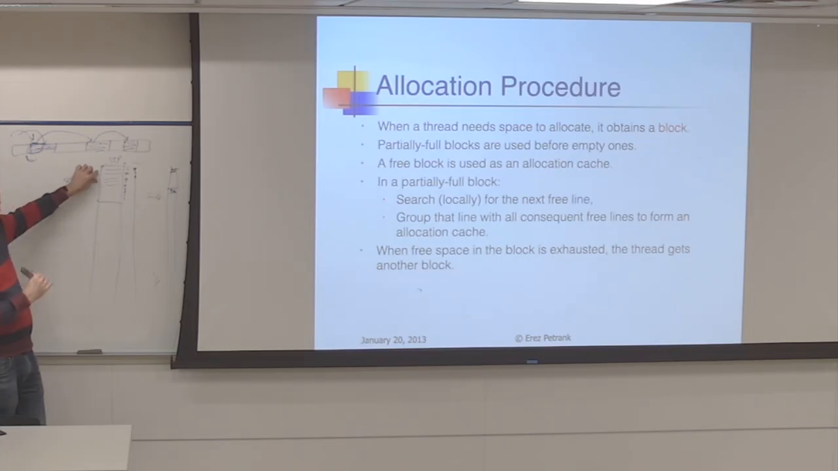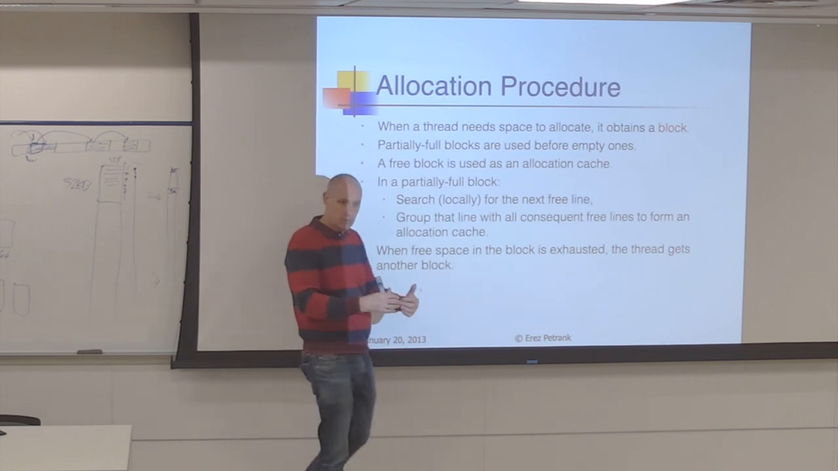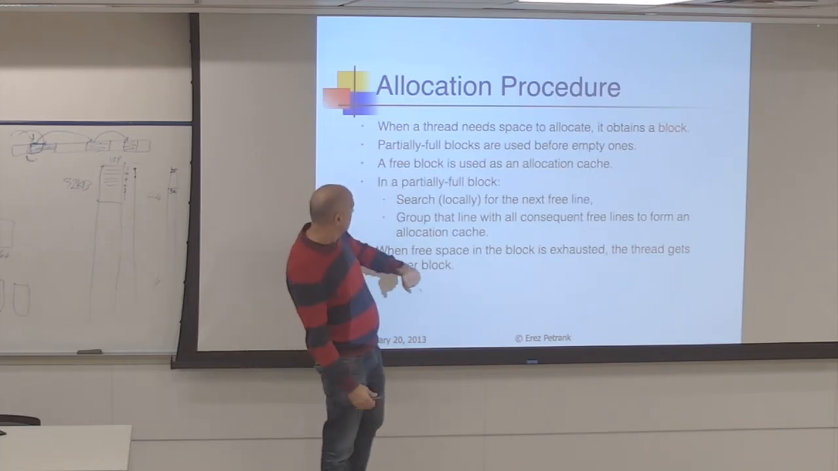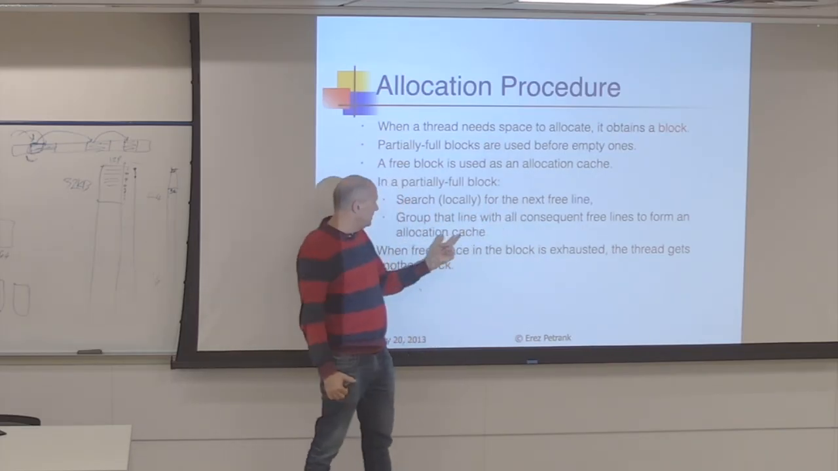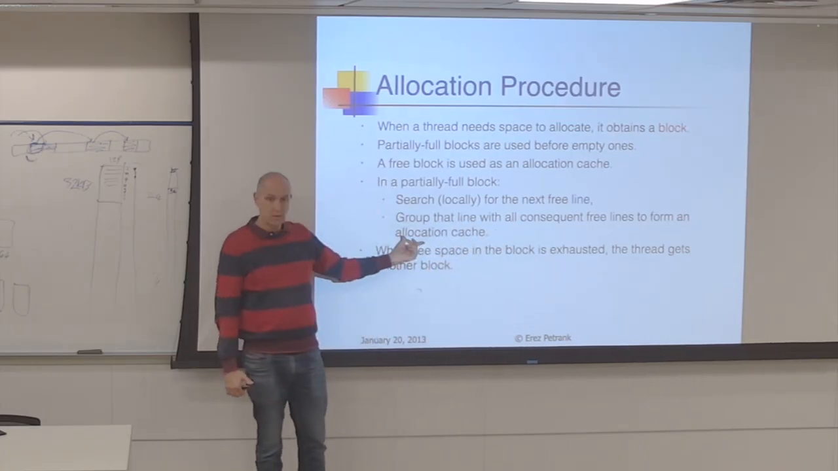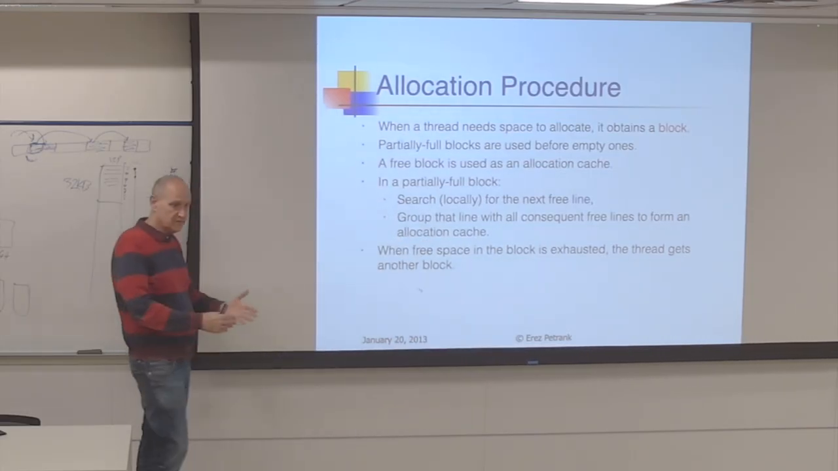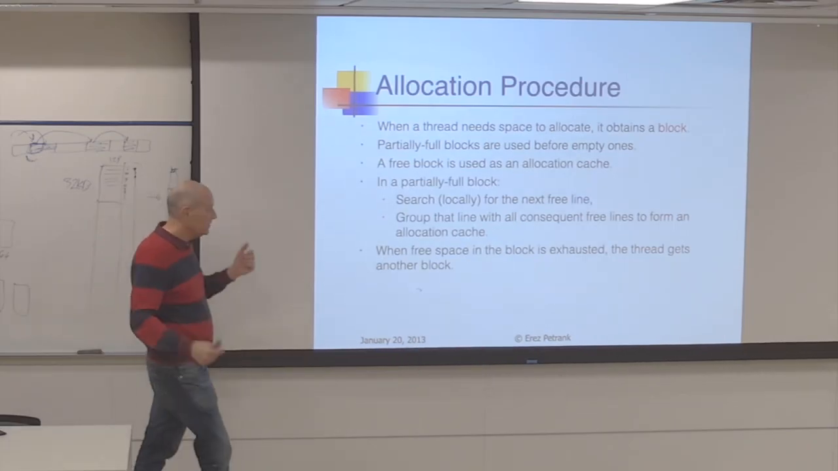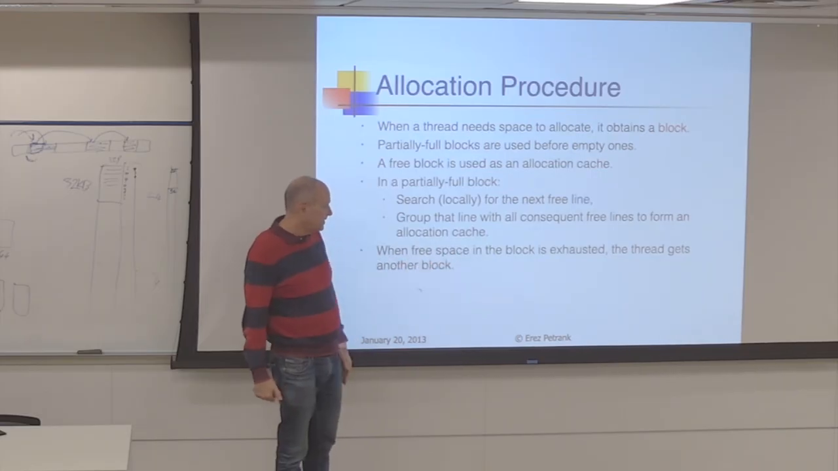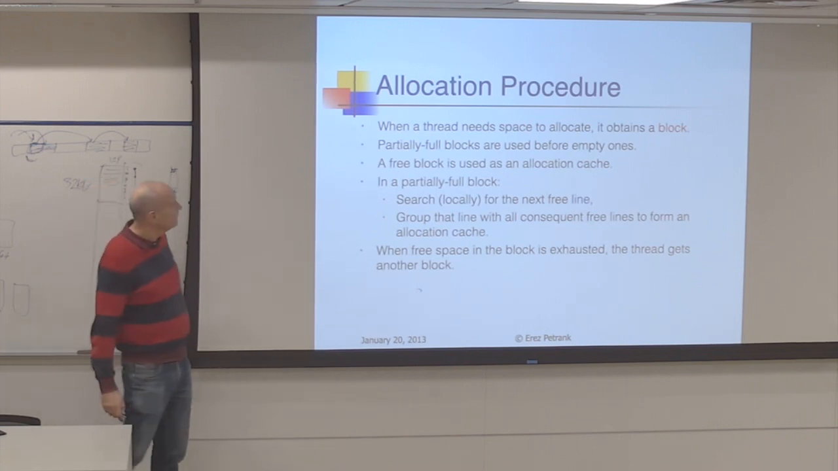And you take this as an allocation cache. So you have space here of size 2 lines in this case, and you just take this as a space in which you allocate. This is your allocation cache. So you search for the next free line. You group the line with all consequent free lines to form an allocation cache, and now you allocate in it. Okay, so 2 lines is 256 bytes. You just allocate in them as if it is your cache. And when you don't have enough free space in that block, you just get another block. Okay, so this is how you go.